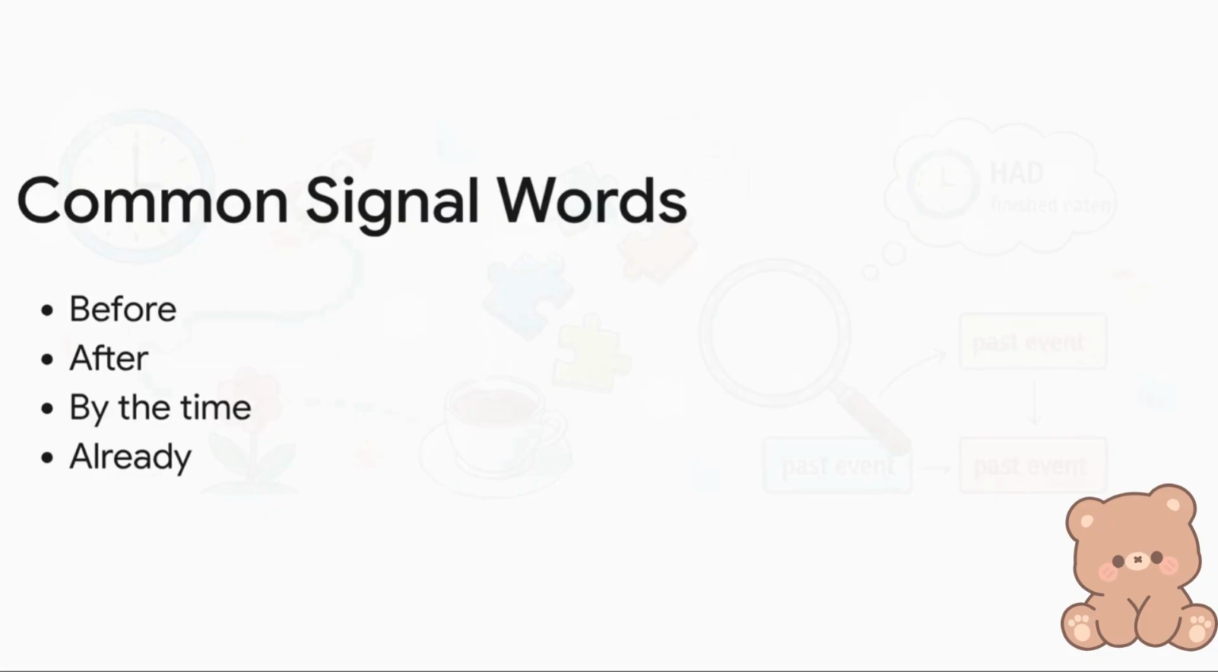Consider these your ultimate signal words: before, after, by the time, already. When you are telling a story and you find yourself reaching for these specific words, your brain should immediately start warming up that subject plus had formula. These words are massive giveaways that you need to time travel backward.